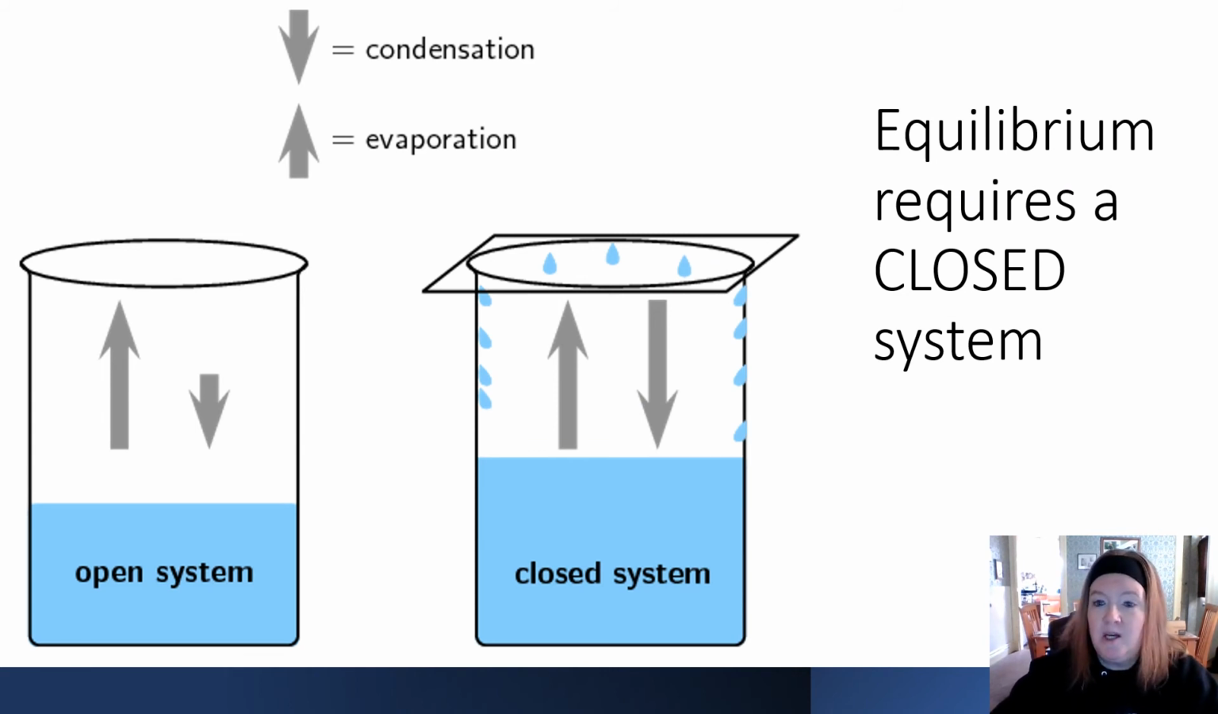Equilibrium requires a closed system. So in this visual right here, without something at the top of this beaker, of this container, gases can escape, right? Gases can leave. They can escape this container. So we can't reach equilibrium. In this case, something is blocking the gas from escaping, so we can reach equilibrium.